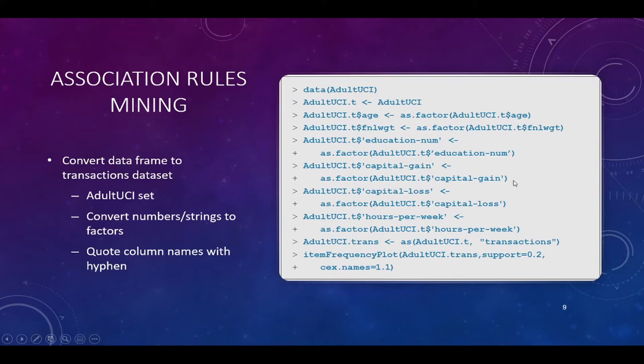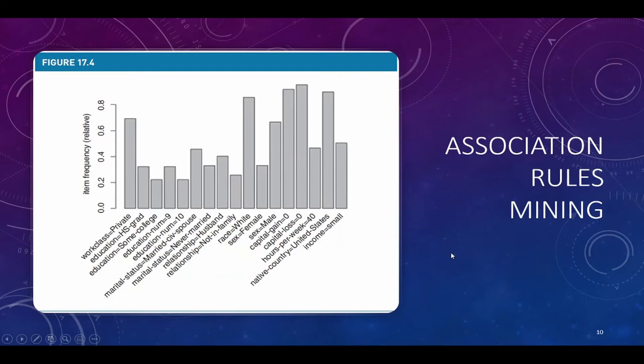After all of this cleaning, we're finally going to convert it into a transaction data set by using this as command. The final command here is going to generate the item frequency plot. So let's take a quick look at this plot. Here we go. So now we know a little more about this data set.